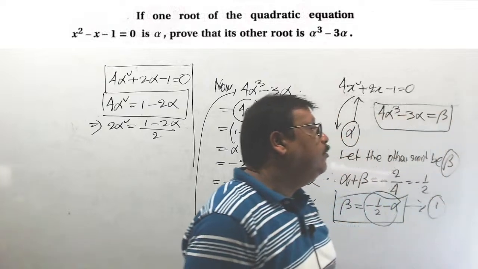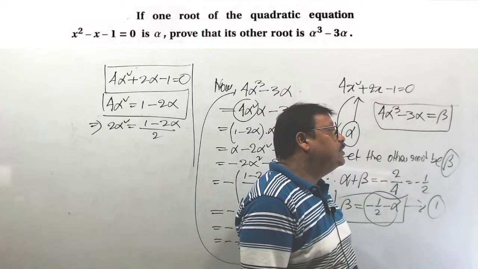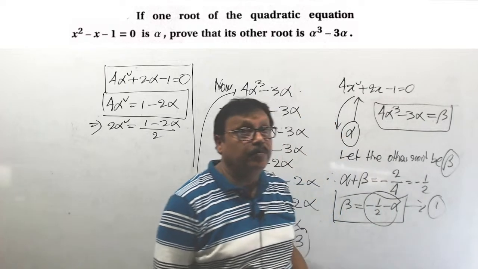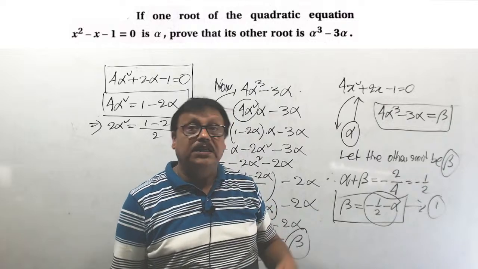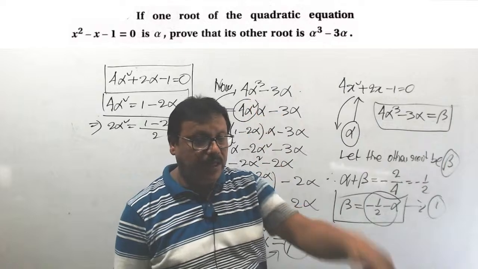Another one. If one root of the quadratic equation is this, there is alpha, prove that its other root is alpha cube minus 3 alpha. Same procedure. Same procedure. You will try yourself. Okay? Thank you.